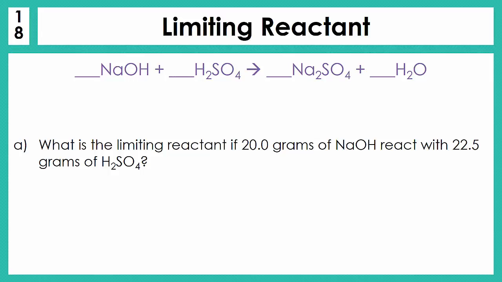Next, we have an equation, and it says what is the limiting reactant when 20 grams of sodium hydroxide react with 22.5 grams of H2SO4. So don't be fooled into thinking just because one number is bigger than the other that that's automatically going to be the excess reactant. We have to look at a mole relationship in order to figure that out.